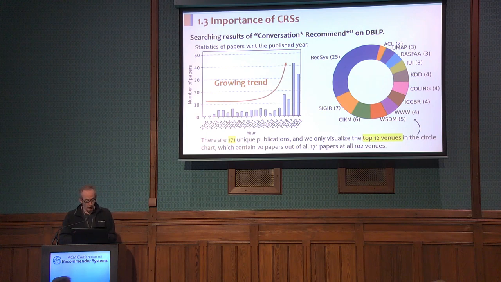This is a scan of recent literature that uses those two phrases, conversation star, recommend star, on the DBLP. This is an interesting growth. In the plot, we just count. There's nothing clever here. We just count from 2000 onwards. 2021 is not complete, as you know. But you see that there's a clear trend here. A lot of this work on the conversation star, recommend star, naturally is at RecSys, but you see lots of the other usual spots show up as well.